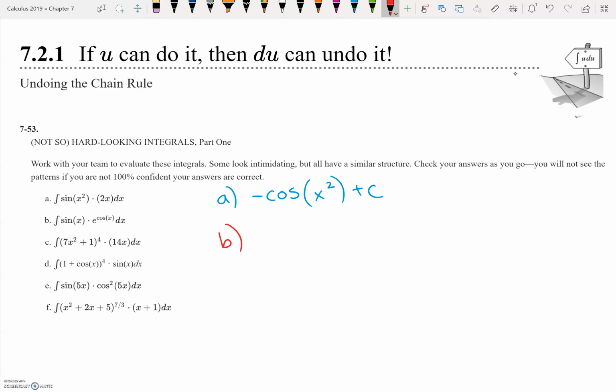Now, for the second one, which one will turn into the other? Will the derivative of this one turn into this one, or will the derivative of this one turn into this one? I know that the derivative of e to anything is the same thing, and then I need to multiply it by the chain rule. So I'm going to start off with e to the cosine of x, because I still need to get this. And when I take the derivative of e to the cosine x, I'm going to get e to the cosine x. But the derivative of cosine is not sine. It's negative sine. So I need to put a negative. And then I'm done.